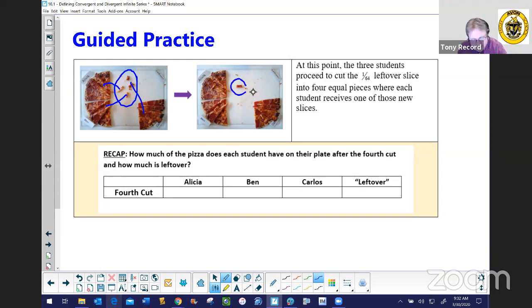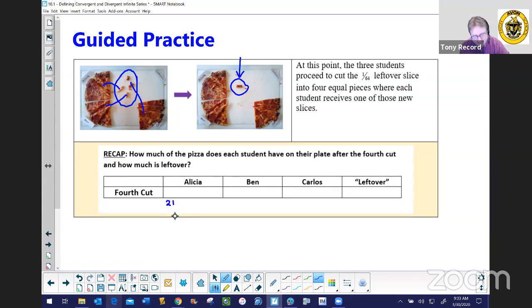And that leaves us with this teeny morsel of a slice of pizza left that would account for how much? Well, 1/4 of a 64th would be 1/256. So basically, if you could eat 256 slices of pizza that big, you would have eaten the entire pizza, I suppose. So we look at how much of the pizza does each student have now?